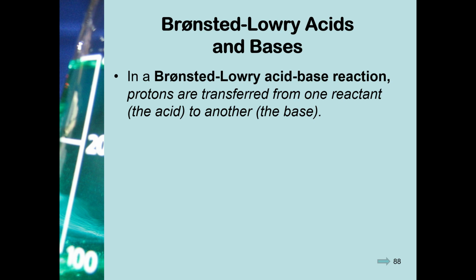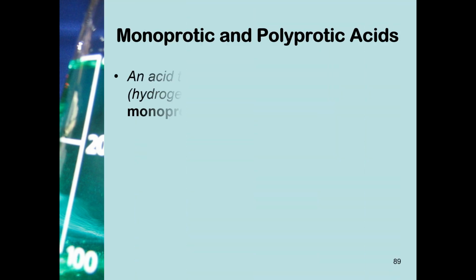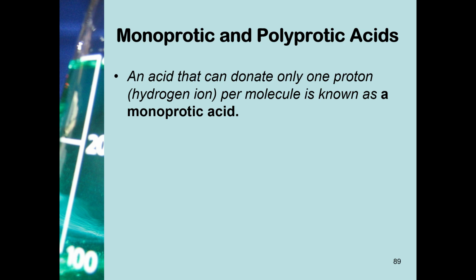So in Brønsted-Lowry acid-base reactions, protons are transferred from one reactant, the acid, which donates, to another reactant, the base, that accepts it. An acid that can donate only one proton, like hydrochloric acid, our example, is donating only one proton or one hydrogen ion, however you want to look at it, per molecule, and so we call it a monoprotic acid, a one-proton acid.